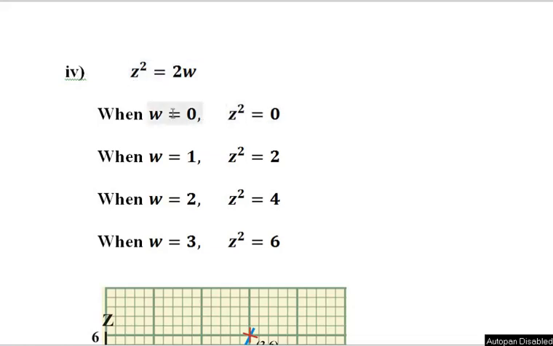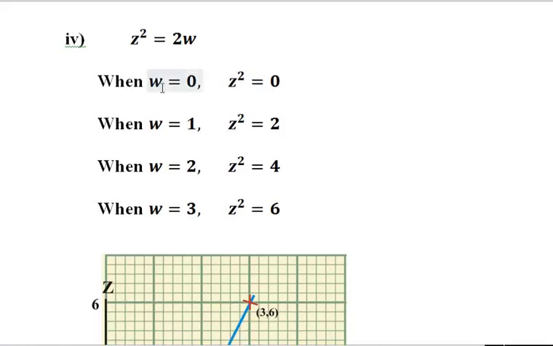Now we need some inputs and outputs for w and z. So if I take w equals 0, and if we put the value of w in this equation, then z square equals 2 multiplied by 0 gives us 0.